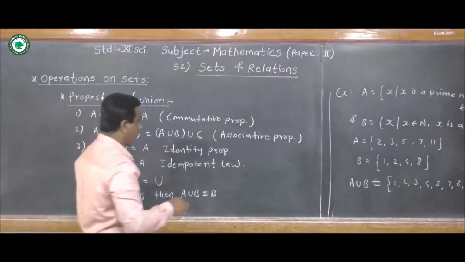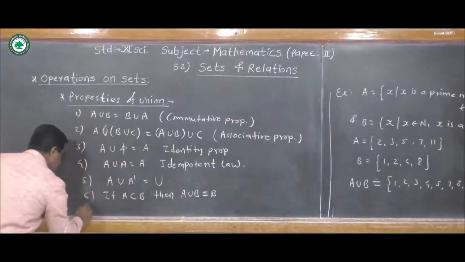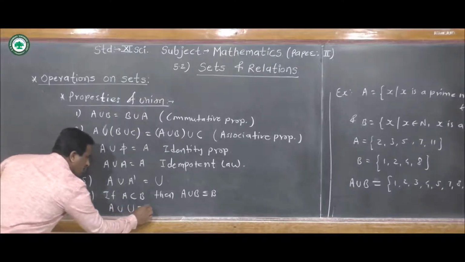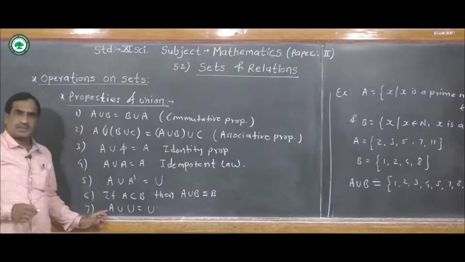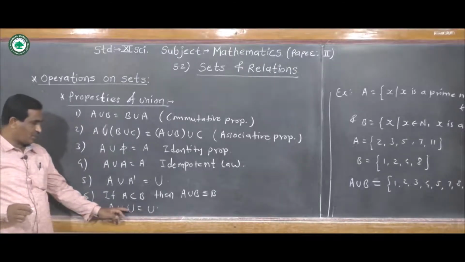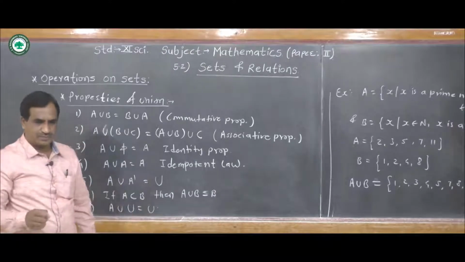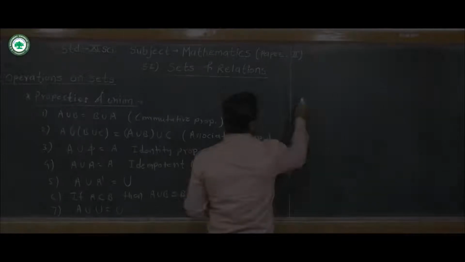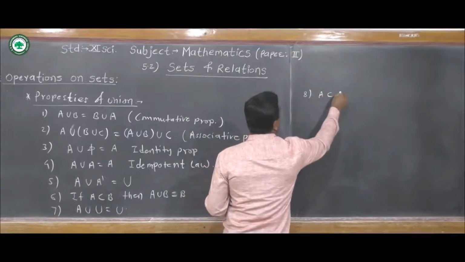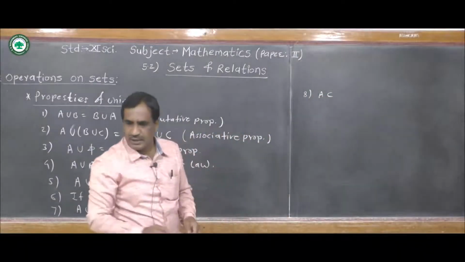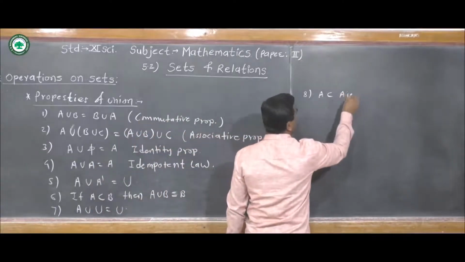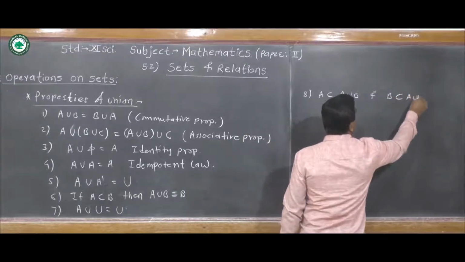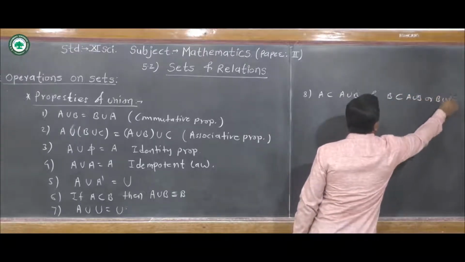Now next property, number 7, A union U is equal to U. That is, given set A and universal set U, union of these two is equal to U. And next property, number 8, A is a subset of A union B and B is also a subset of A union B or B union A.